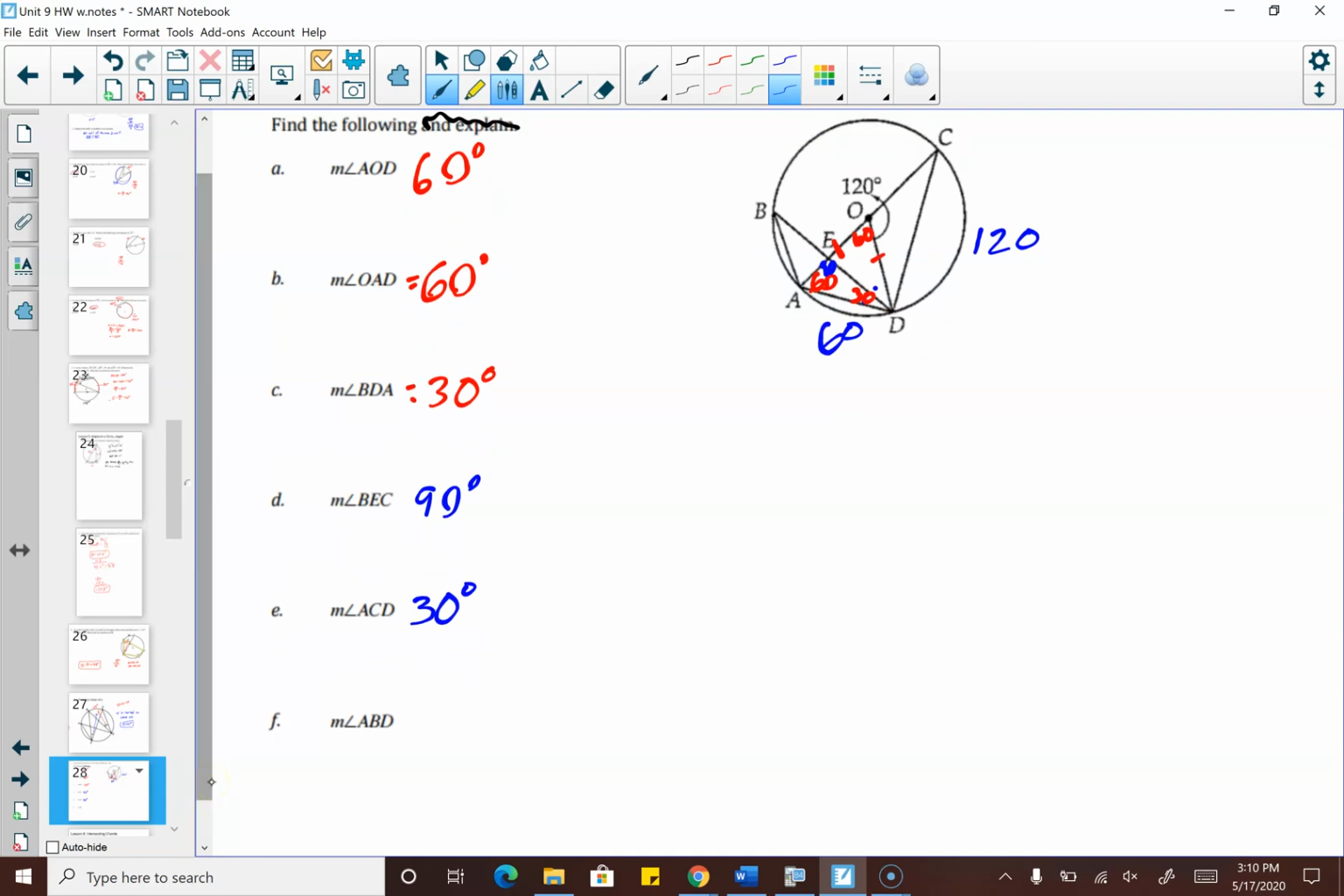And then our last one is the measure of angle ABD. Well, ABD is also inscribed to that 60-degree arc, so therefore it is also going to be 30 degrees. All right, so you can see how we carry over some of our old supplement and triangle rules into some of these circle problems, depending on how they play out.